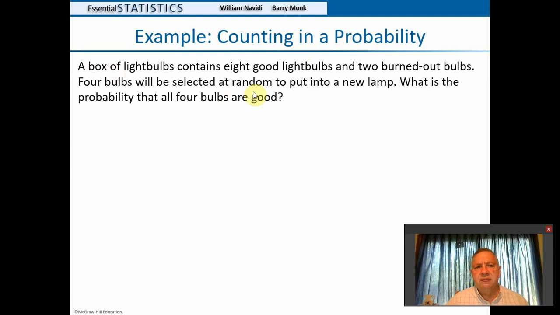So here I've got a box of light bulbs containing 8 good light bulbs and 2 burned out bulbs. 4 bulbs will be selected at random to put into a new lamp. What is the probability that all 4 bulbs are good? Okay, so I've got 8, 9, 10 light bulbs, and I need to choose 4 of them. I'm just going to mix them all in, I don't know which one is which, and go in there and grab 4 at random.